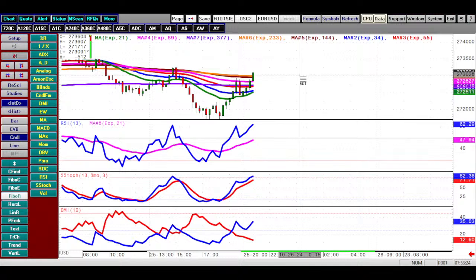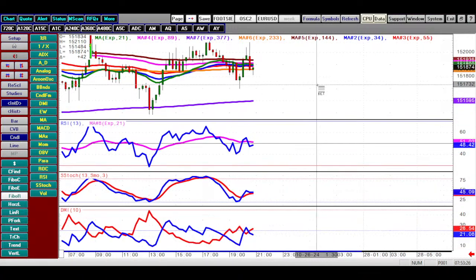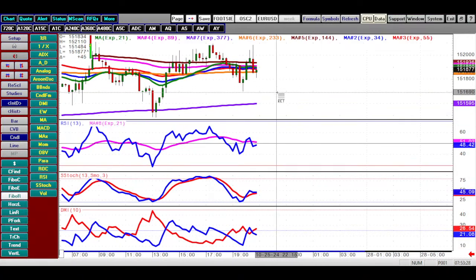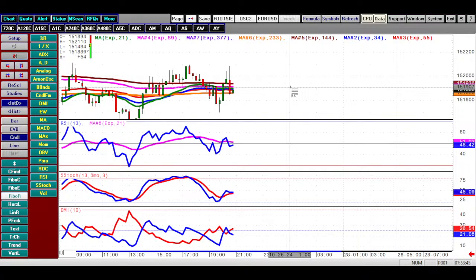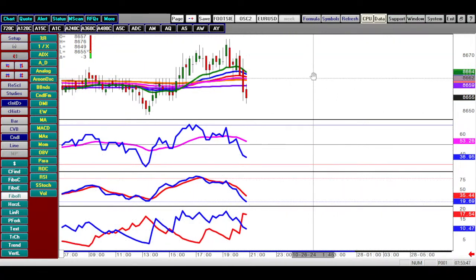Then dollar yen. Okay, dollar yen I think is still not giving a clear direction. Up down, up down. In fact, we should be seeing the price moving higher, but it came off. So I think it's best we don't do anything. Okay, let's see dollar Swiss.